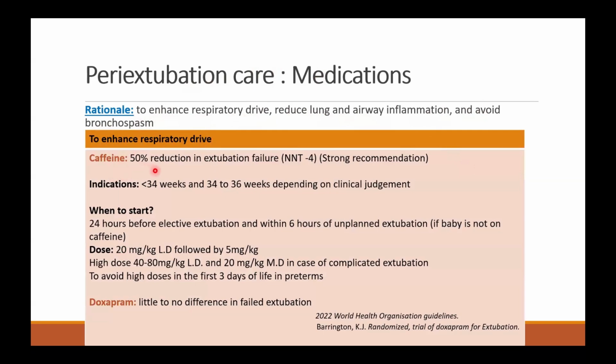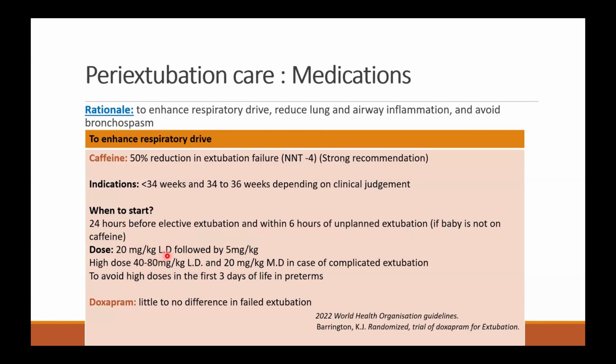It has been found to reduce extubation failure by 50%, and there is a strong recommendation to use caffeine in the peri-extubation period. Indication is less than 34 weeks, and between 34 to 36 weeks depending on clinical judgment. When should we start? 24 hours before elective extubation, or within 6 hours of unplanned extubation if the baby was not already on caffeine.